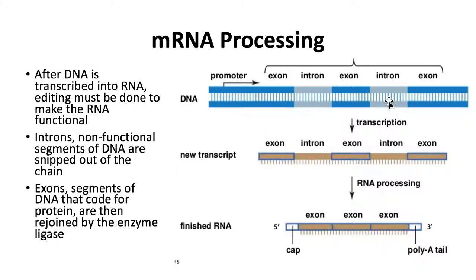So we want to remove these introns, we want to cut them out, and we want to glue the exons together. So this is exactly what happens during mRNA processing. We cut out the introns and we glue the exons together, and we glue them together using an enzyme called ligase. And at the end, you have the exons only and the introns are gone.